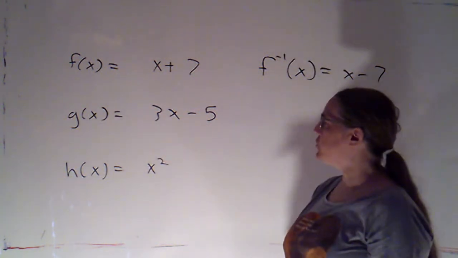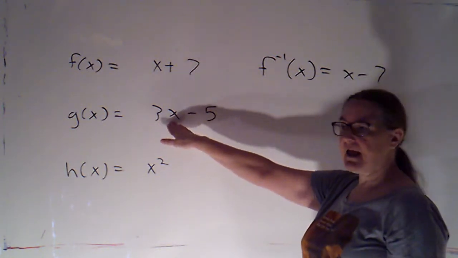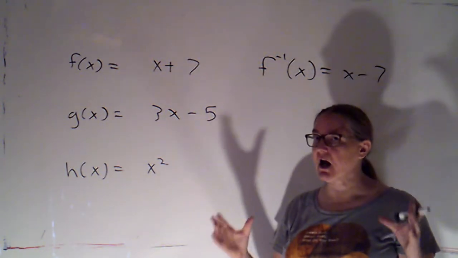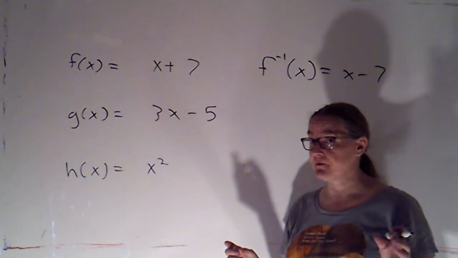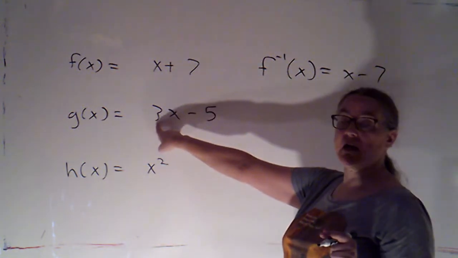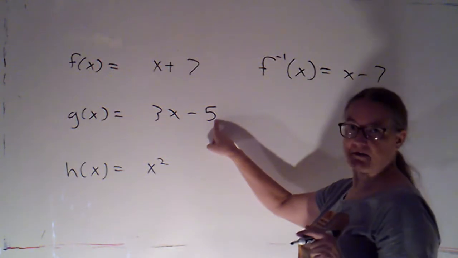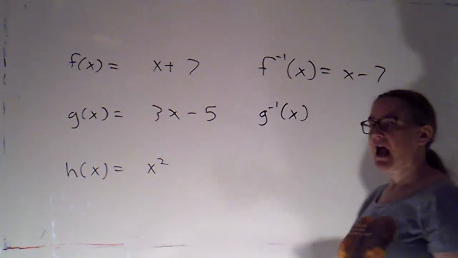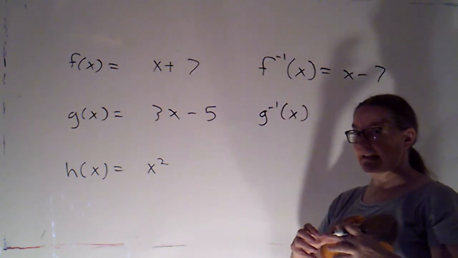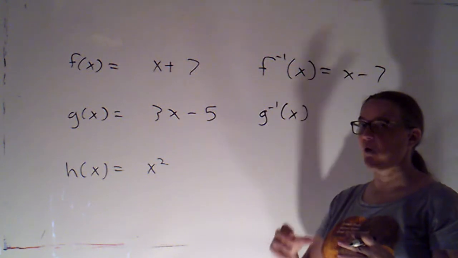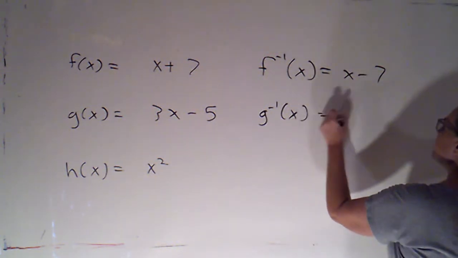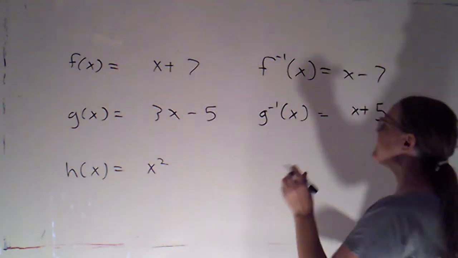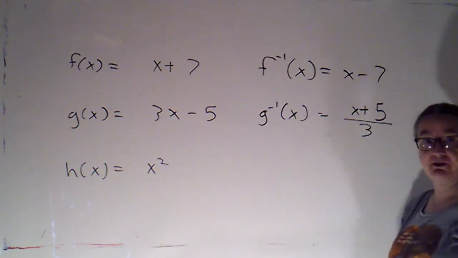G of x has us doing two things. We multiply by 3, and then we subtract 5. Okay. So I've got two things that I need to undo, and I have to pay attention to the order. Order of operations would tell me that I would multiply by 3 first, and then subtract 5. So when I find the inverse, I'm going to do the opposite things in the opposite order. So I'm going to first add 5, that undoes the subtraction, and then divide by 3.